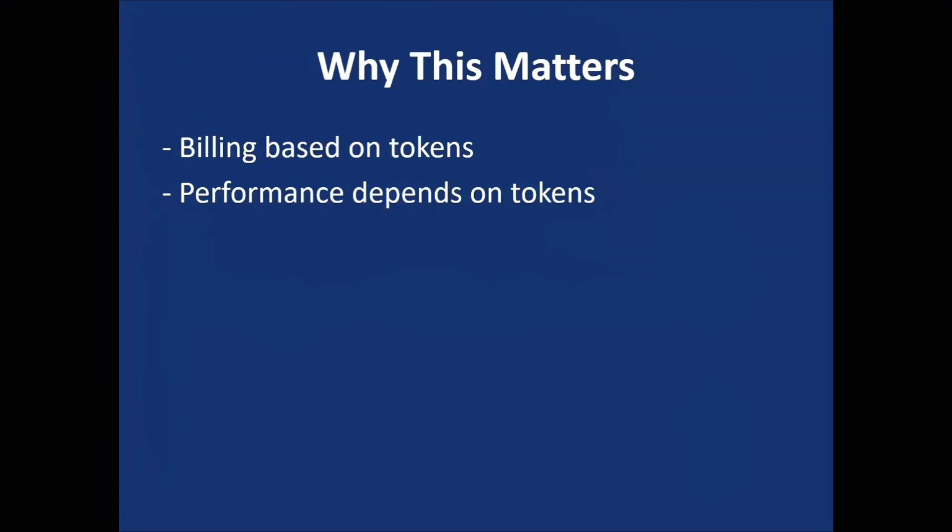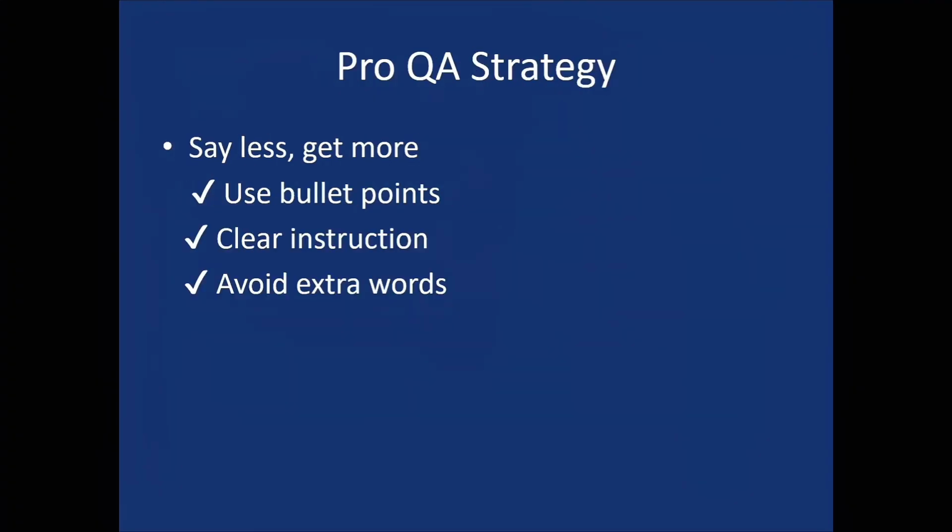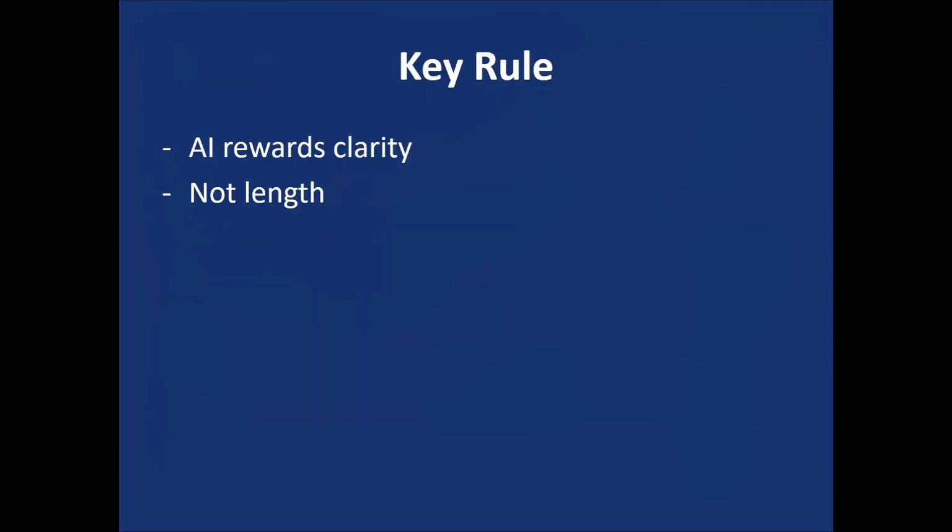If you want to become a top 1% QA engineer with AI, follow this simple rule: say less, get more. Use good bullet points, use clear instructions, and avoid unnecessary words, because AI rewards clarity, not length.